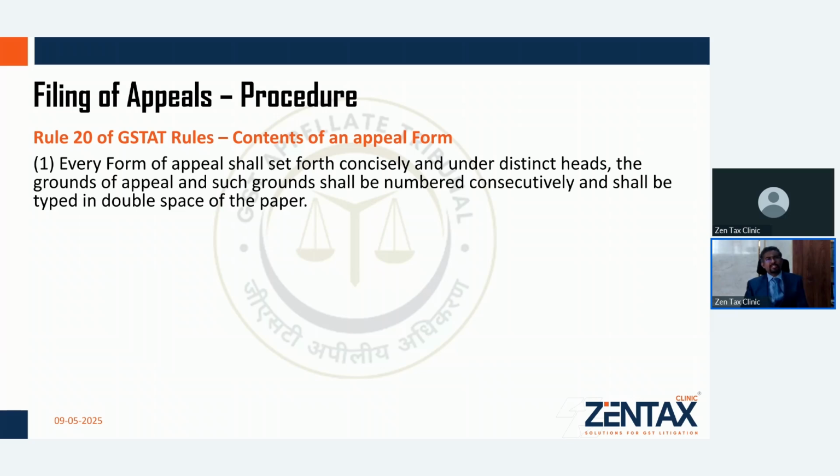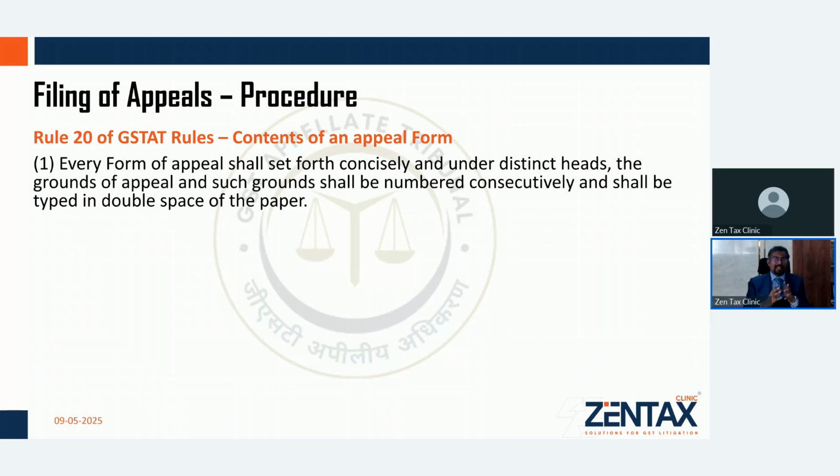So Rule 20 of the GSTAT rules, contents of an appeal form. Every appeal form shall set forth concisely and under distinct heads the grounds of appeal, and such grounds shall be numbered consecutively and shall be typed in double space of the paper. So the line spacing shall be 2 between each line.